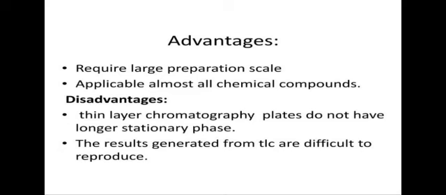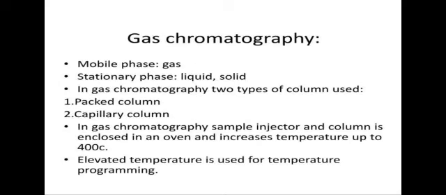The third type of chromatography is gas chromatography. First we see the introduction. Gas chromatography is a technique used to separate volatile and polar molecules. Volatile means the ability to vaporize. An example of volatile molecules is clove oil.